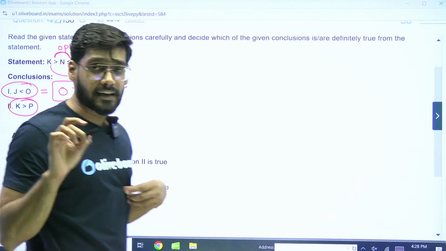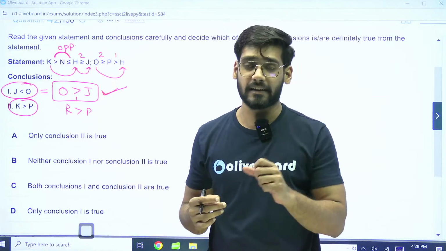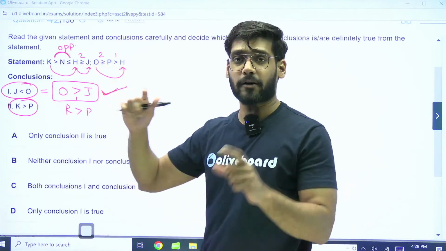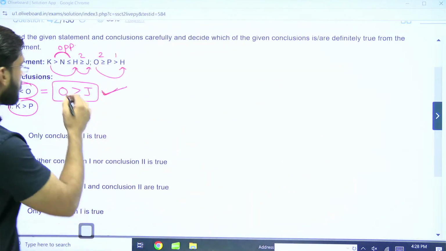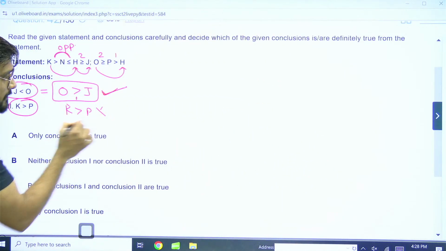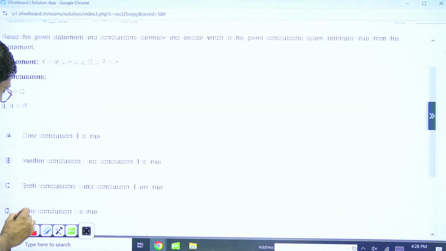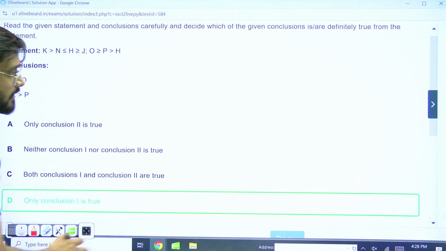In the inequality chapter, which I have taught from the basic on this channel recently, you can get the concept of opposite family. You can learn from there as well if you are not aware. So K and H opposite symbol, hence this will be the wrong one. Now the answer should be only one is true, that is option number D. Let's mark the D. Yes, D turns into green and hence we are right.